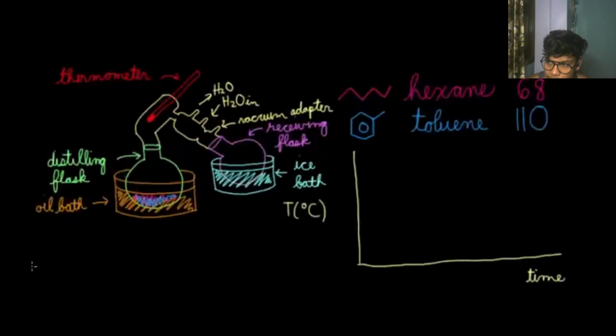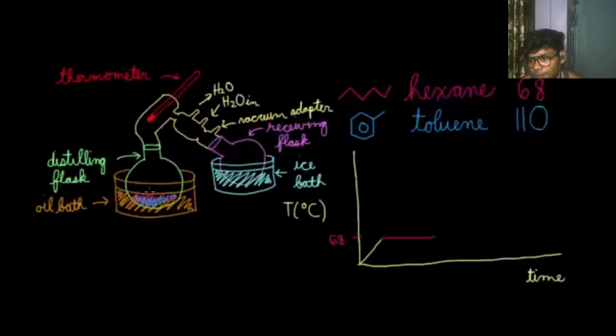The first thing that happens is the system heats up, causing the temperature to gradually rise. As you approach hexane's boiling point, around 68 degrees Celsius, a plateau starts forming. But why does this plateau occur? Let's quickly review what happens during a phase change. During this process, the temperature remains constant.